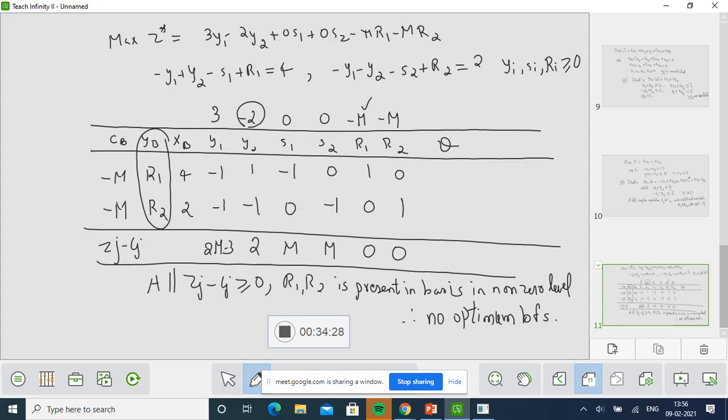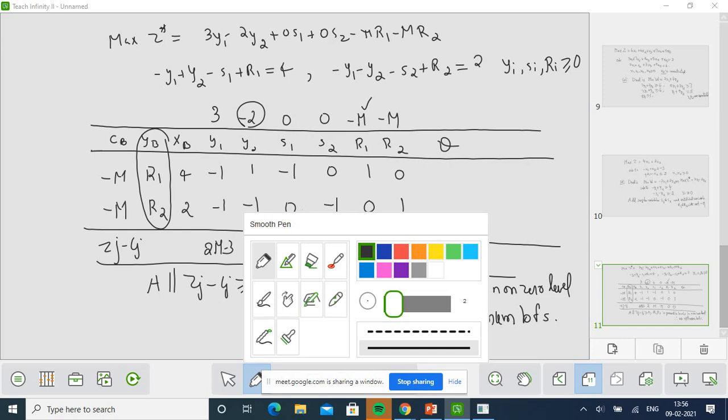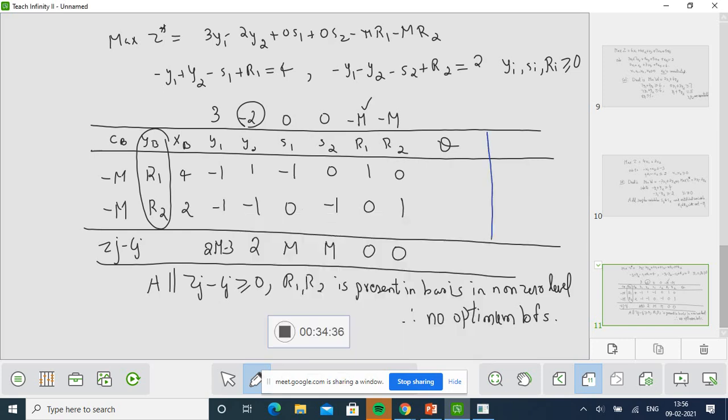Zj minus Cj for R1 and R2. Right, now please look here. Whatever I write in blue is the calculation for Zj minus Cj, so this is for our reference. You want Zj minus Cj for R1 and R2. Come to the R1 column. As I say, you write down.